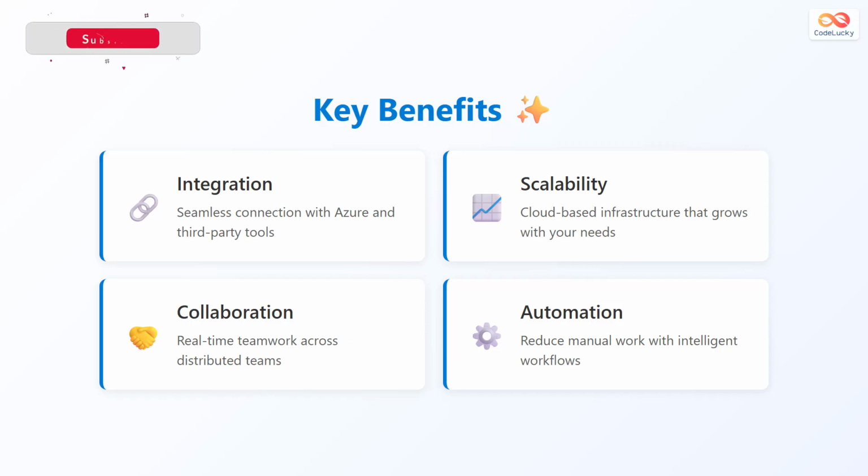Azure DevOps offers 4 major benefits for development teams. Integration provides seamless connections with Azure services and third-party tools, creating a unified ecosystem. Scalability means the cloud-based infrastructure grows with your needs, handling projects of any size. Collaboration enables real-time teamwork across distributed teams, breaking down geographical barriers. And automation reduces manual work through intelligent workflows, letting teams focus on innovation rather than repetitive tasks.